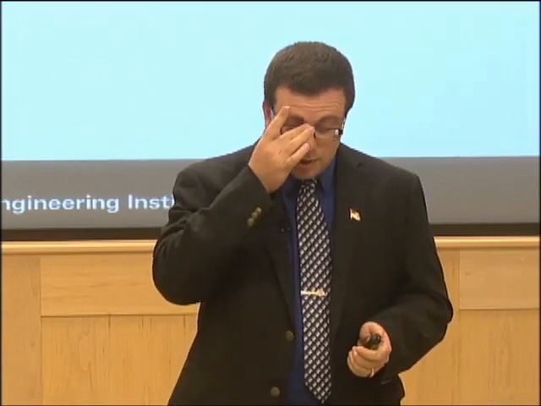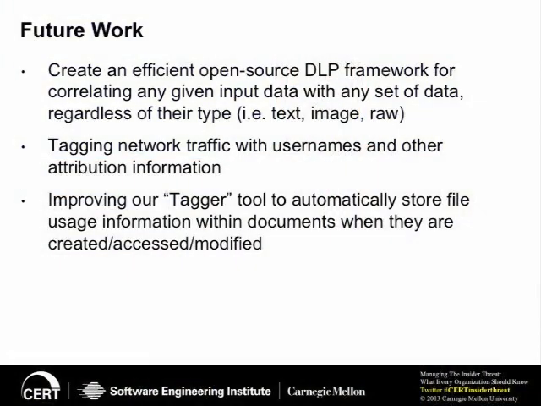Attributing to an individual user can be very difficult. You have to take a look at your DHCP server log, find out what machine that person's logged into, maybe look at the Windows event log. And by the time you've correlated all that information, it might be too late. So it would be nice to be able to inject into the actual packets on the network the username and other attribution information. We'd also like to take a look at improving our tagger tool.